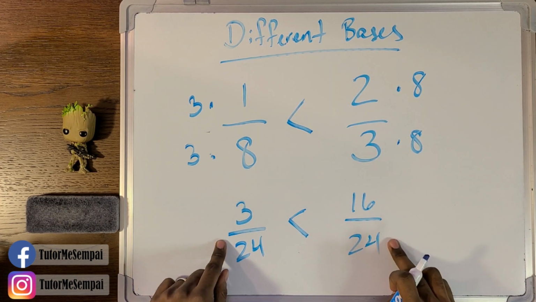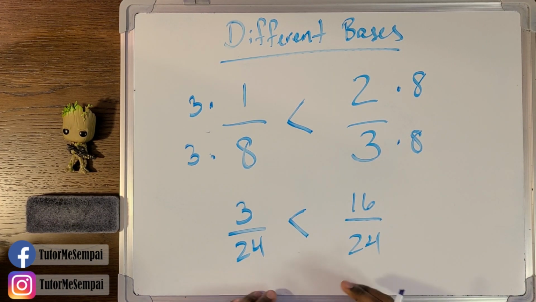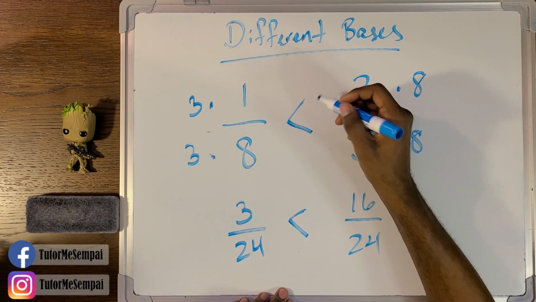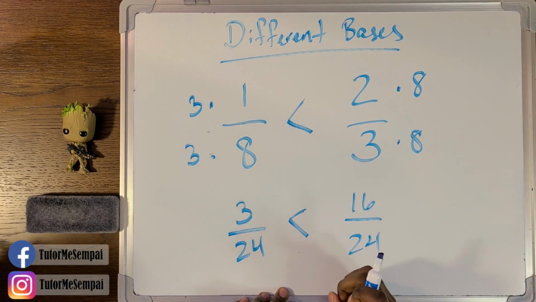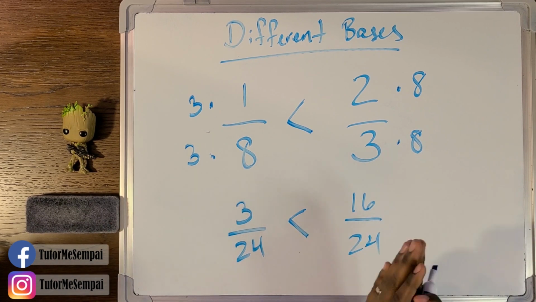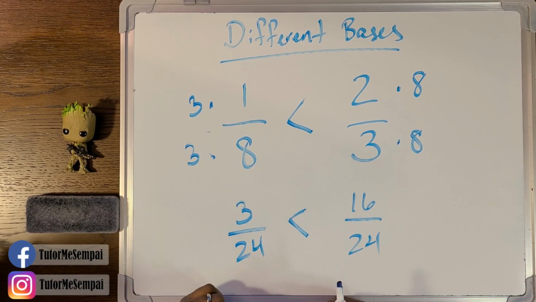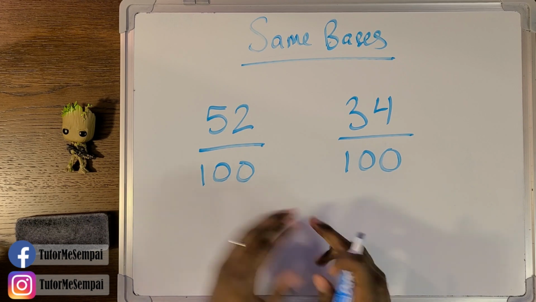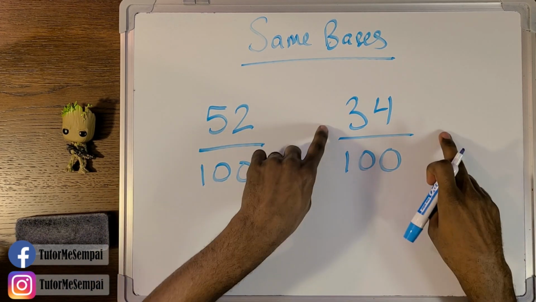You can use the equivalent fraction to figure out which one is indeed bigger, but make sure you're using the same exact sign for the original fractions. So let's do one more example to see what we have to do if the bases are already the same. Let's say we want to compare these two fractions, 52 over 100 and 34 over 100.